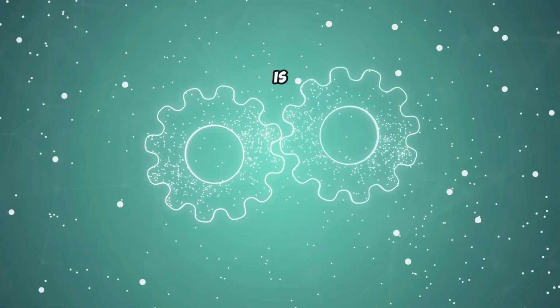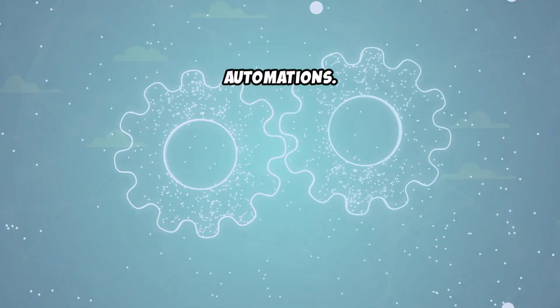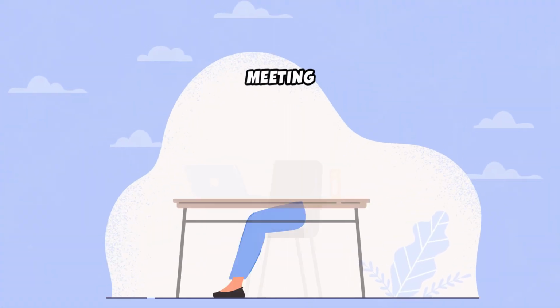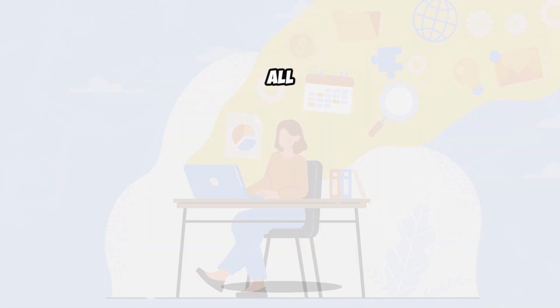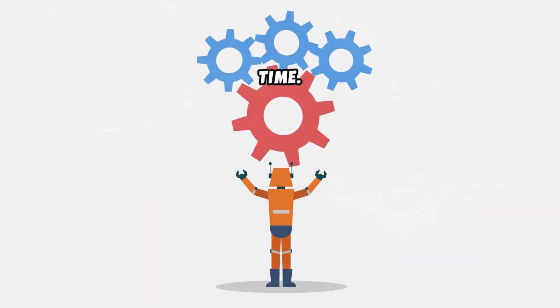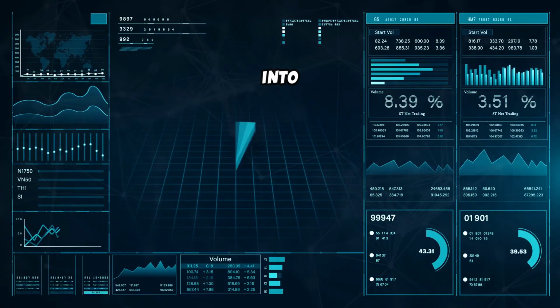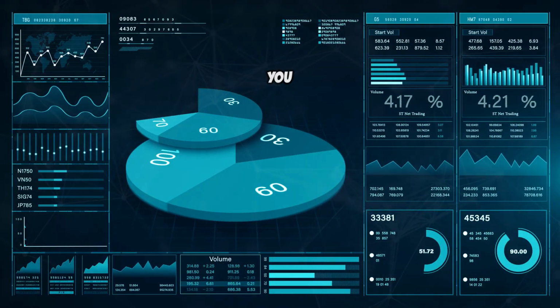The big idea here is that you don't need to be a developer to build powerful automations. Email triage, meeting notes, weekly reports, and content repurposing are all boring, repeatable tasks that follow the same pattern every time. Once you turn them into no-code AI workflows, they run quietly in the background and give you hours back every single week.